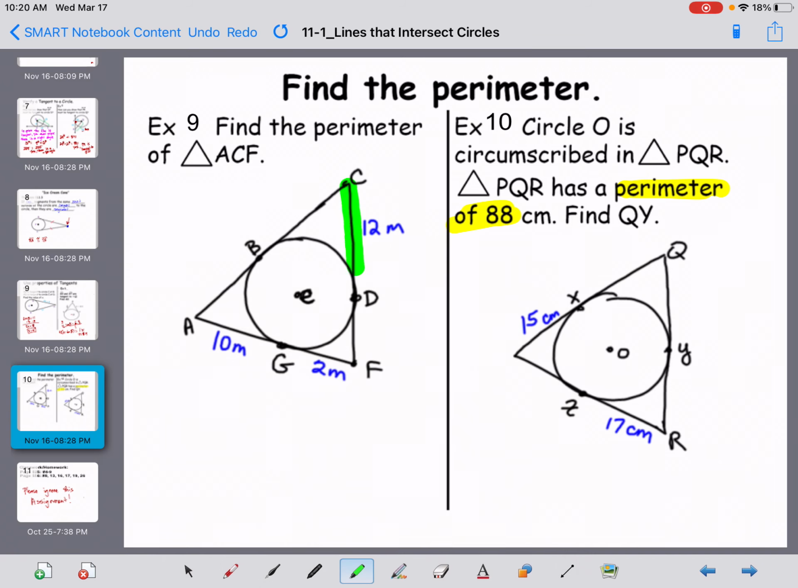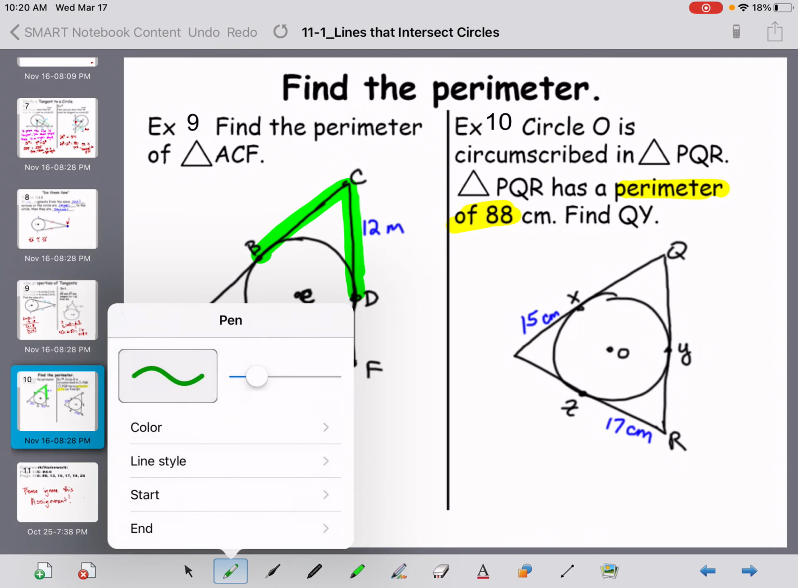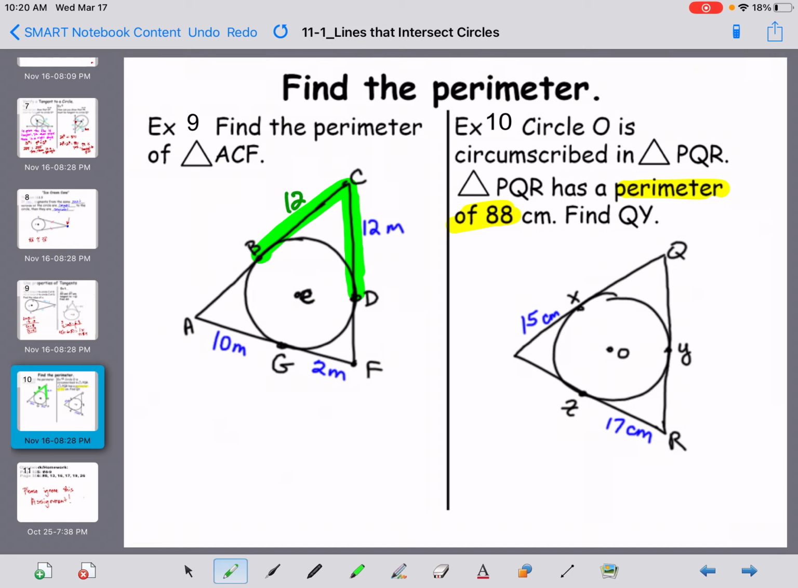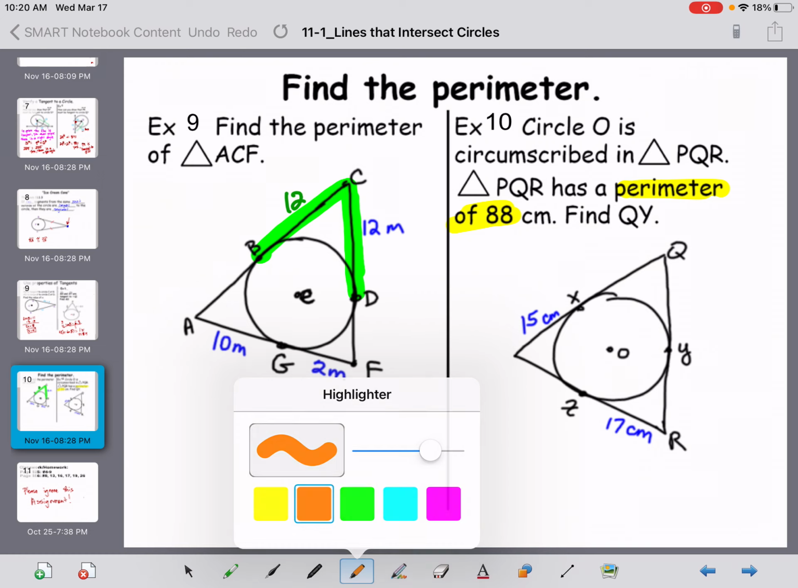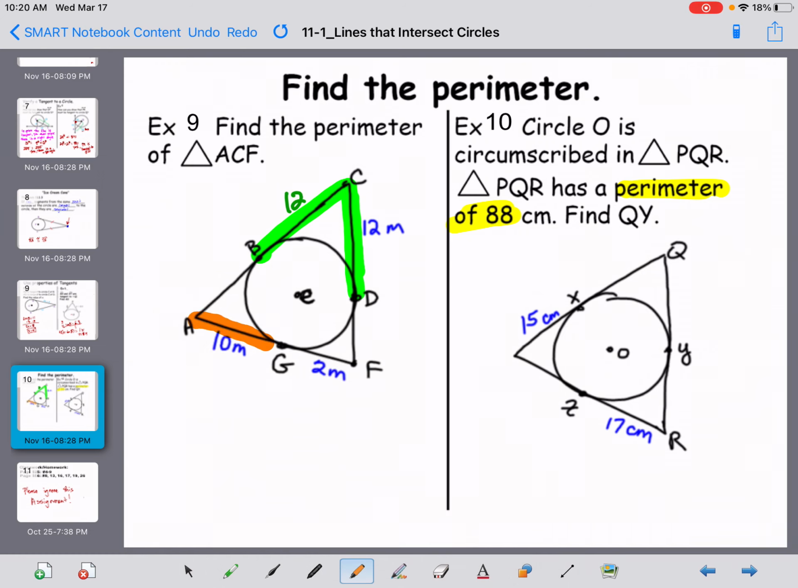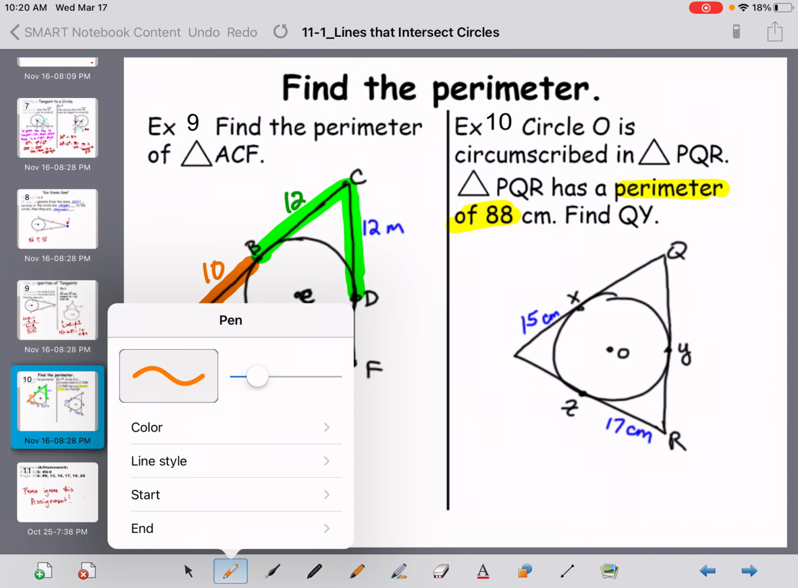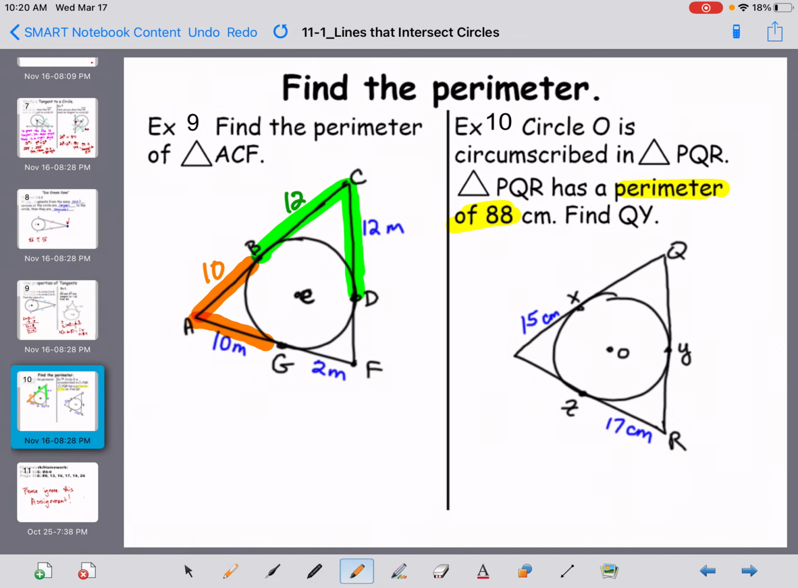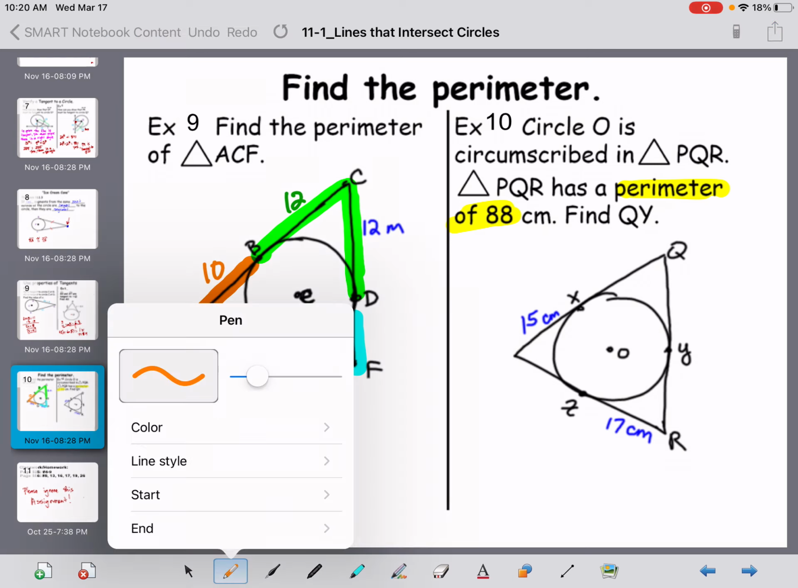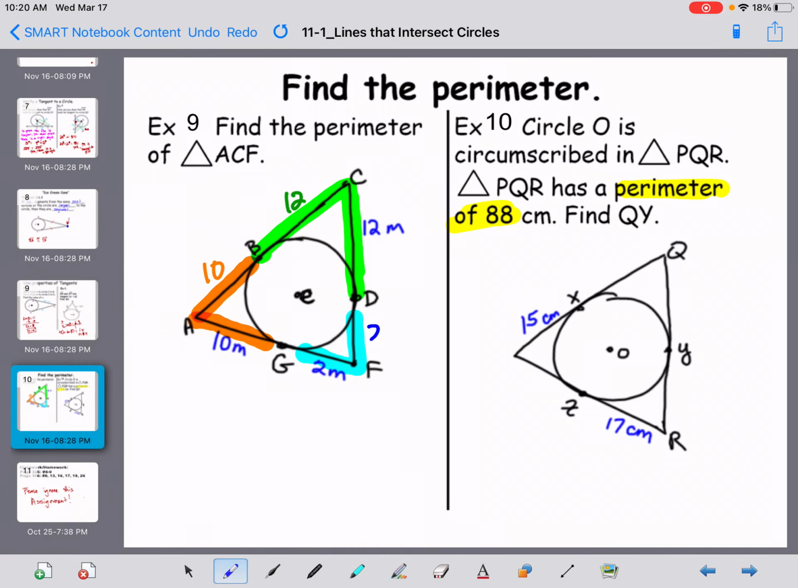Here's CD. Look. That green line and this green line are going to be what? Congruent. Yeah, they're going to be congruent. So that means that that piece is 12. Now, let's look here. 10. Oh, yeah, those two pieces are going to be congruent. And then the last piece. Well, yeah, they should be congruent too. All right, those pieces are congruent according to that ice cream theorem we just talked about.